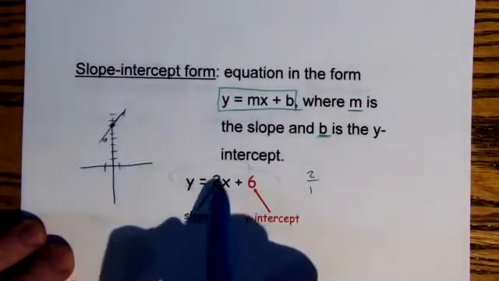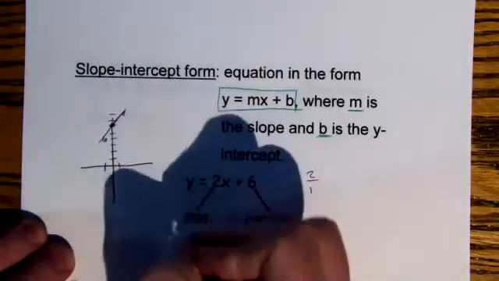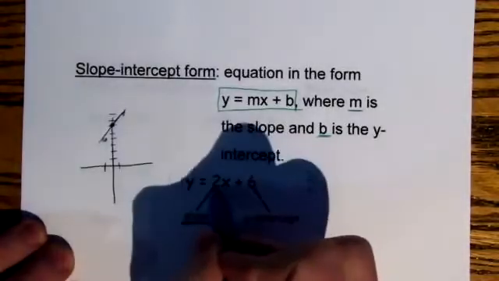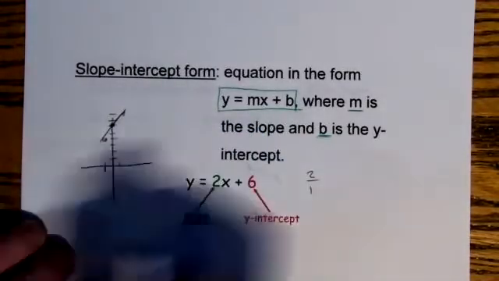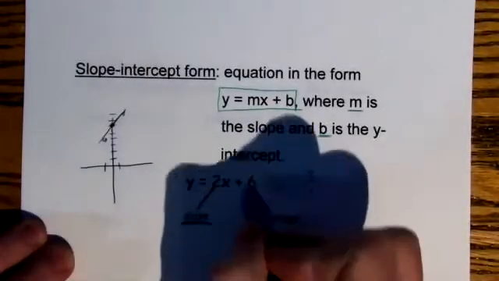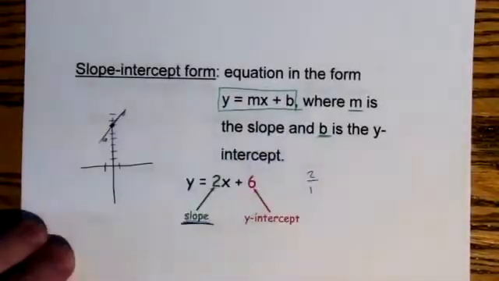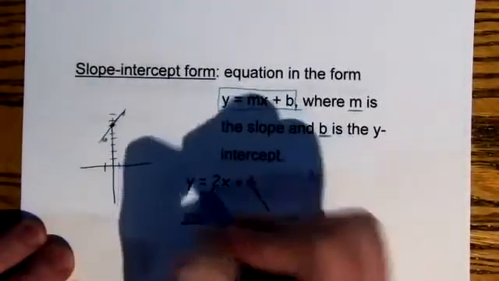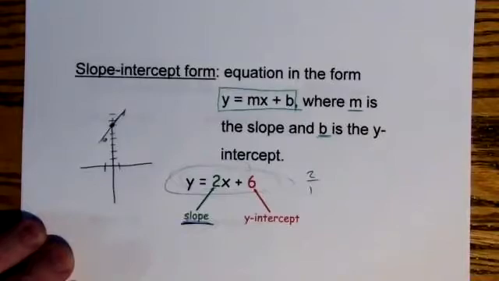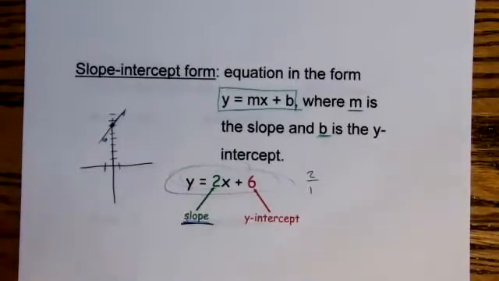We'll go over more how to graph using this equation. But the biggest thing I want you to see is that the number in front of the x is your slope. That is your m. And the number at the end that doesn't have a variable attached to it is your y-intercept. So the goal is always to try to get into y equals mx plus b. All right, so that's slope-intercept form.